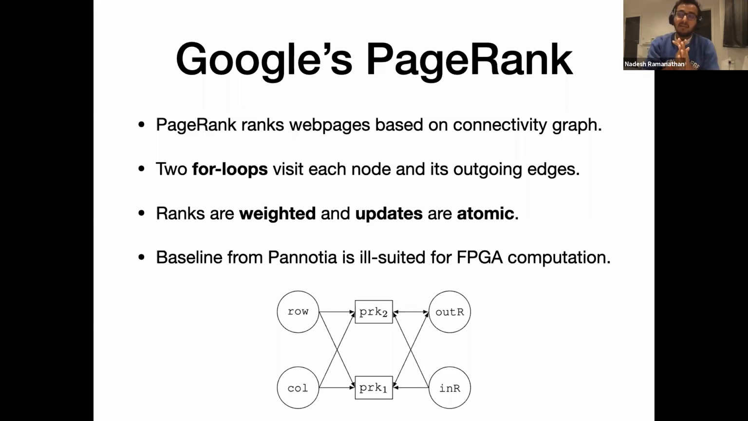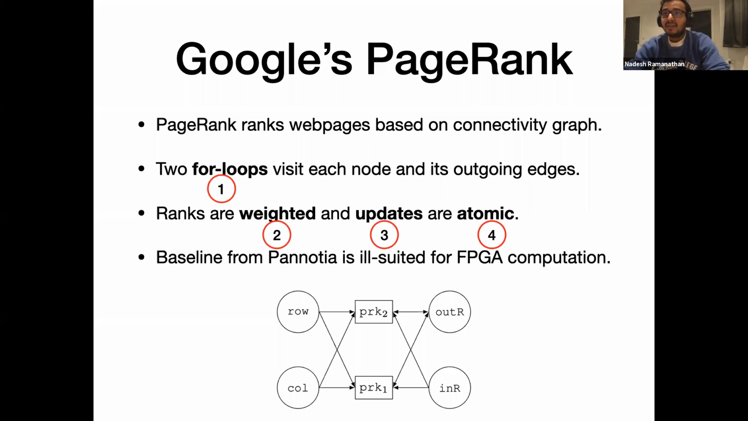LegUp. And basically the hardware architecture looks like this diagram, where the circles are the memory, the RAMs. Basically you have the rows and columns of the sparse matrix, and then on the right you have the input ranks and the output ranks. And you have two squares, or two compute units, that are doing these two for loops and the weighted updates basically in sequence.